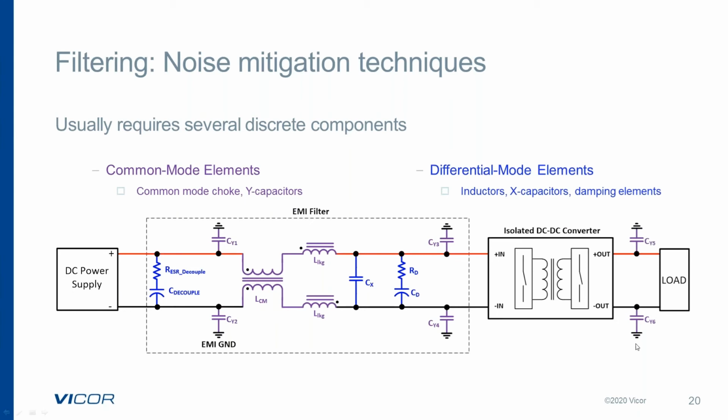And output Y caps as well are part of our common mode noise suppression system, because common mode currents on the output can be coupled to the input through interwinding capacitance of the DC to DC converter.